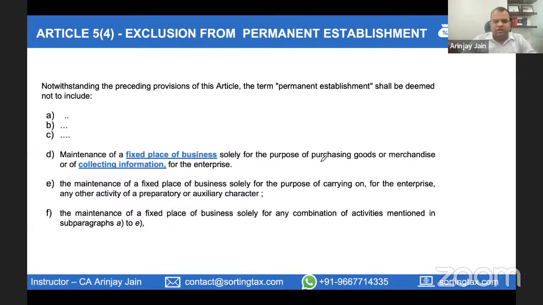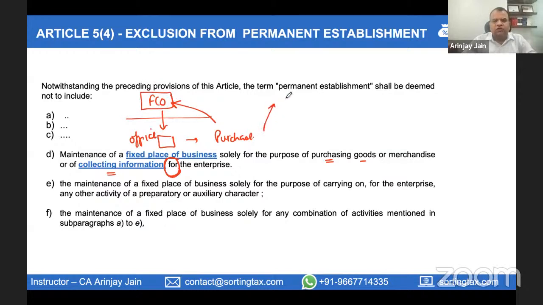Maintenance of fixed place of business solely for the purpose of purchasing goods or merchandise or collecting information. So again, this would be a case where a foreign company has an office in the source state which purchases goods, but the purchase should be for the enterprise, which means for this company. If the foreign company actually acts as an agent and purchases these goods for the purpose of a third party, and once it purchases this, it gets a commission, then in that case, this exemption will not be available. Similarly, if you are just into a business of collecting information, that will also get covered.